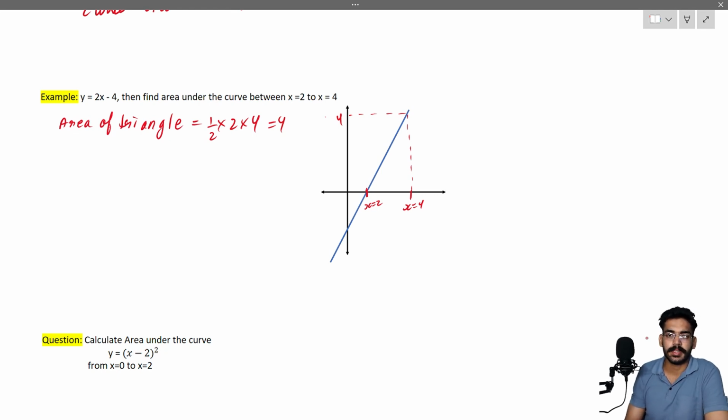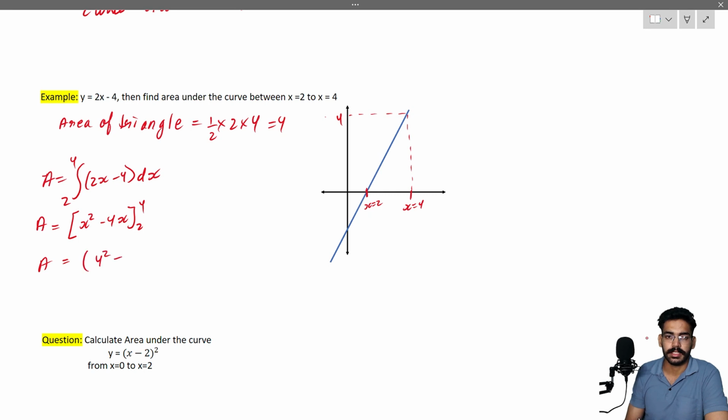Now the other method is integration. How to do it by integration? If I find the area by integration, from where to where do I integrate? 2 to 4, y dx. What is y? 2x minus 4 dx, right? What is the integration? x square by 2 will come, the 2s get cancelled out, minus 4x from 2 to 4. So you put the value 4 first and then you put the value of 2.